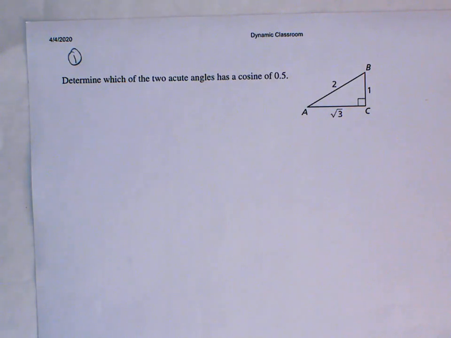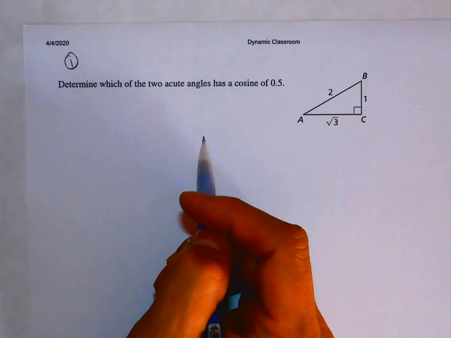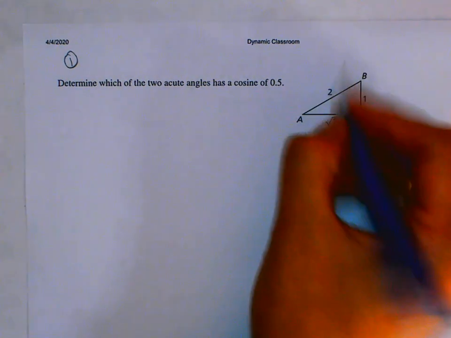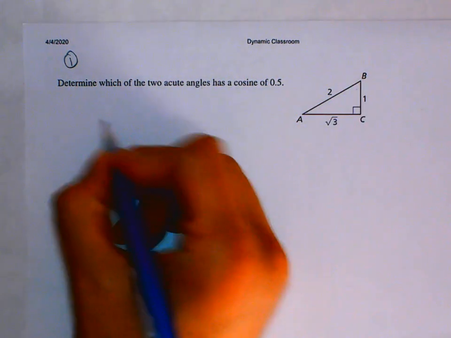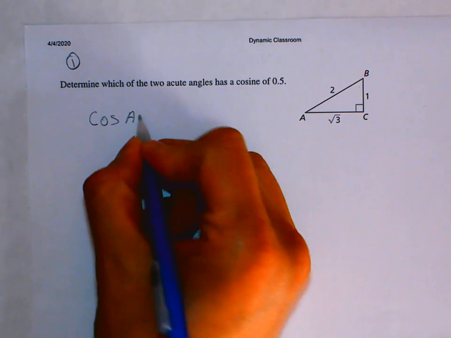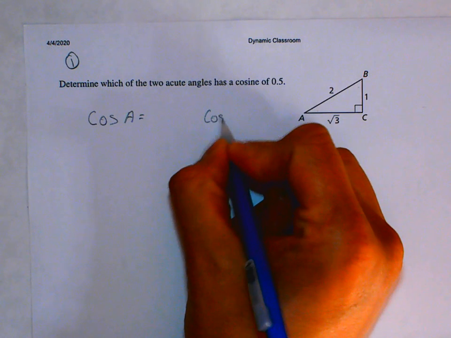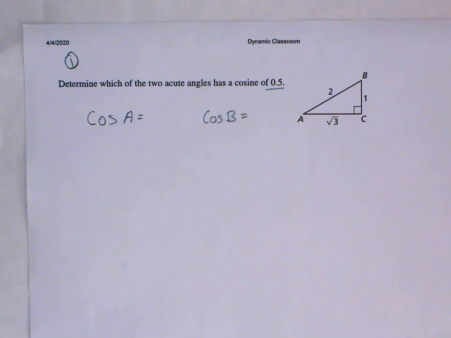Okay, so here is our first example. It says determine which of the two acute angles has a cosine of 0.5. So you only have two acute angles. You have A and you have B. So what I'm going to do is take the cosine of A and the cosine of B and see which one's going to give me 1/2.